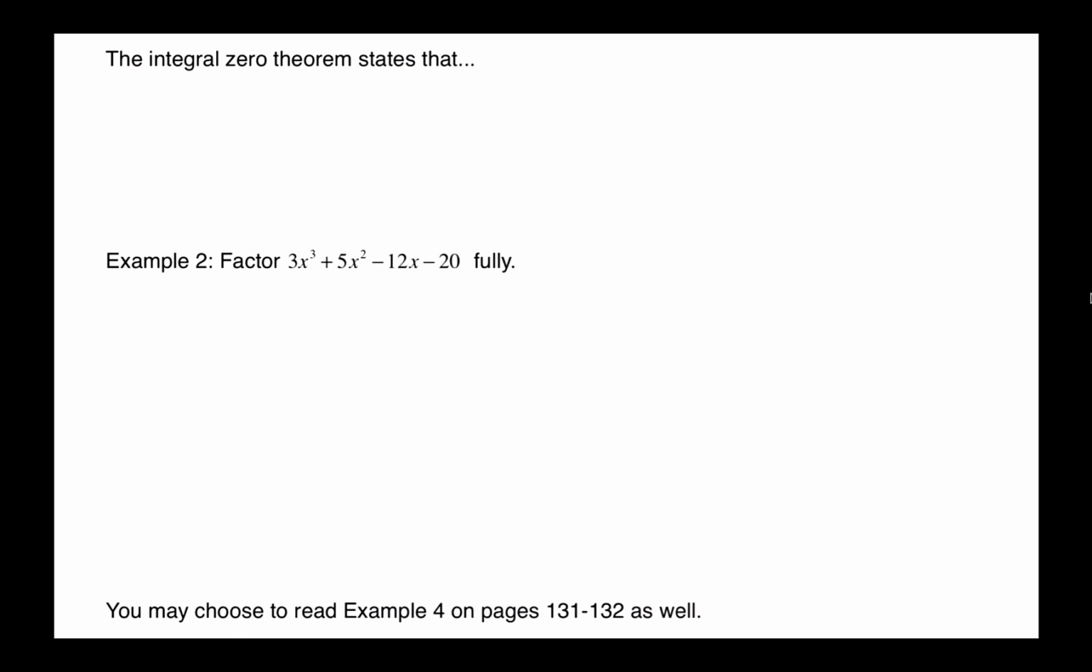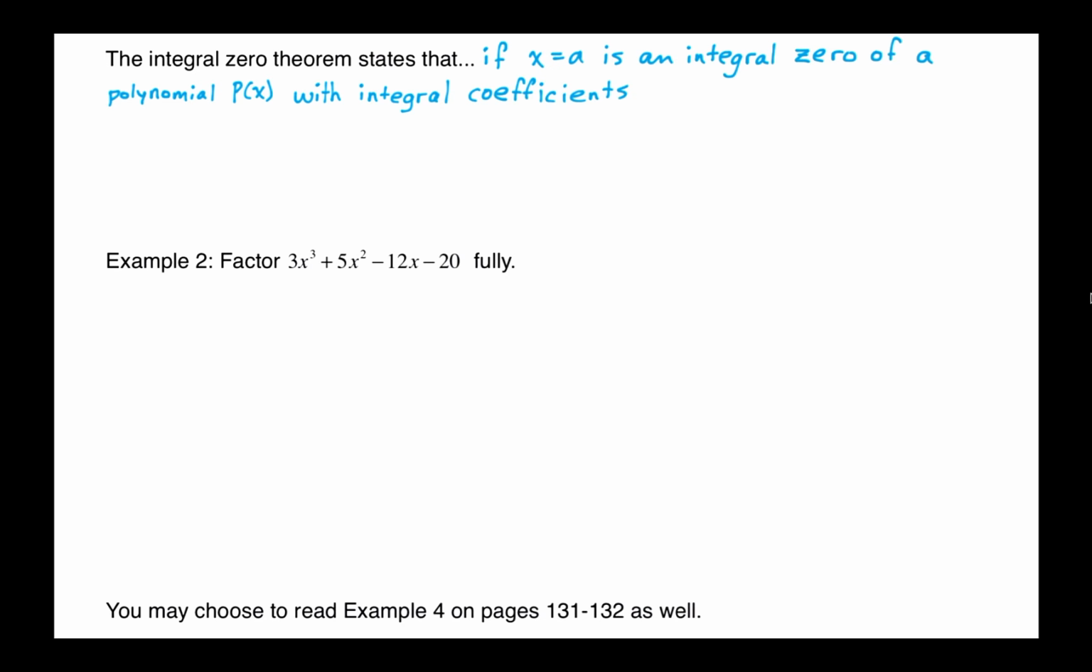So now let's take a look at the integral 0 theorem. This states that if x equals a is an integral 0 of a polynomial p of x that has integral coefficients, then a is a factor of the constant term of the polynomial p of x.